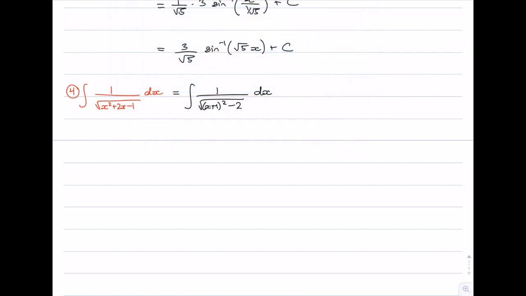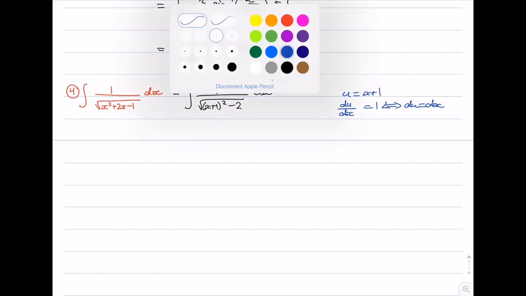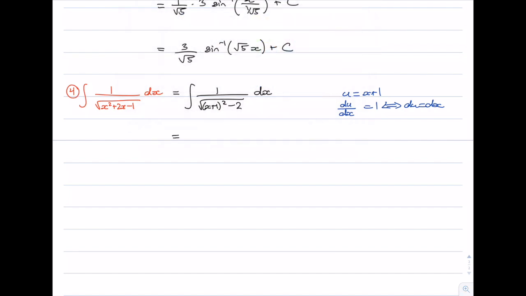We have to make a u substitution. So we can say let u equal x plus 1, and then we can just differentiate: du on dx equals 1, which means that du is equal to dx. Okay, so we can go ahead and make that substitution. Doing that, 1 over x plus 1 becomes u, so this is u squared minus 2, and dx becomes du. Okay, now this is going to be in the form that we're given.